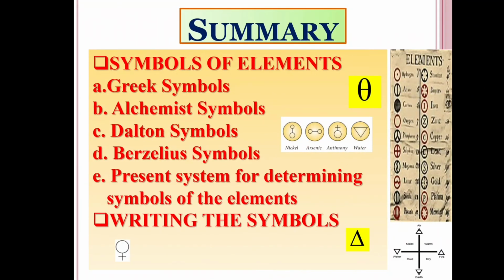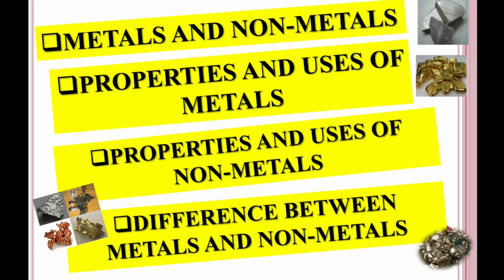Summary of the video: we discussed symbols of elements. Under that we discussed five things: Greek symbols, alchemist symbols, Dalton symbols, Berzelius symbols, and the present system for determining symbols of the elements. And finally we discussed writing the symbols. In the next video, we will discuss metals and non-metals, properties and uses of metals, properties and uses of non-metals, and finally differences between metals and non-metals.